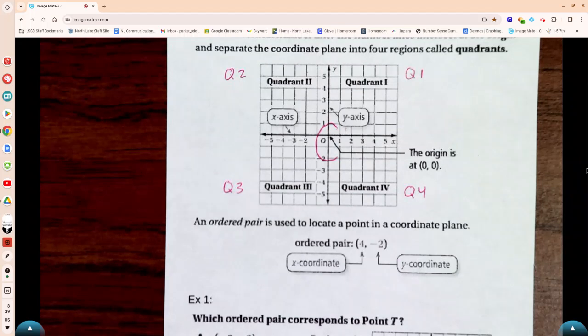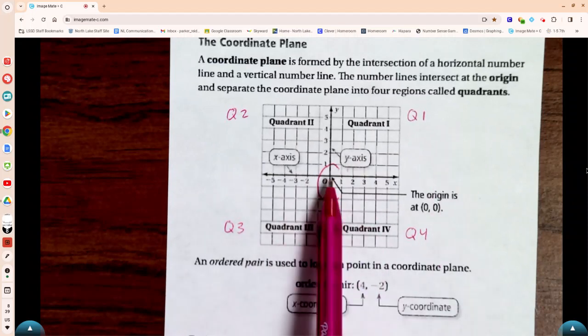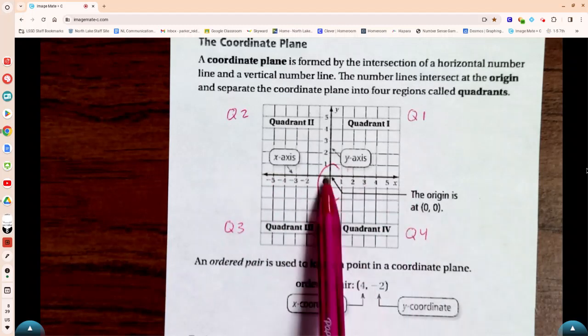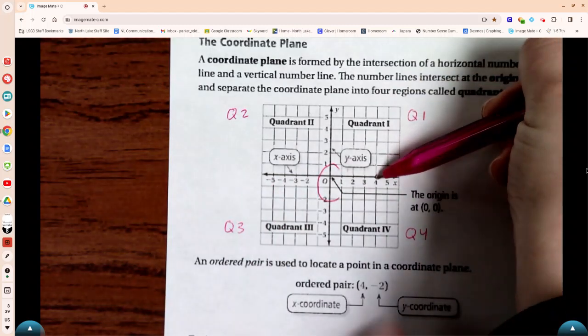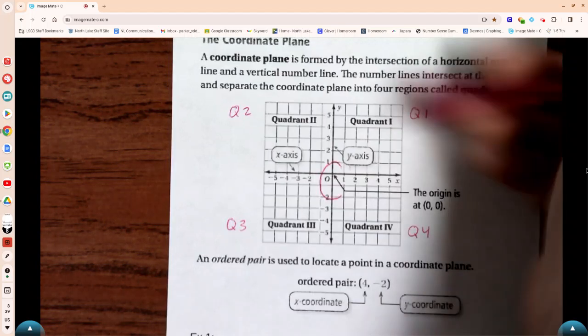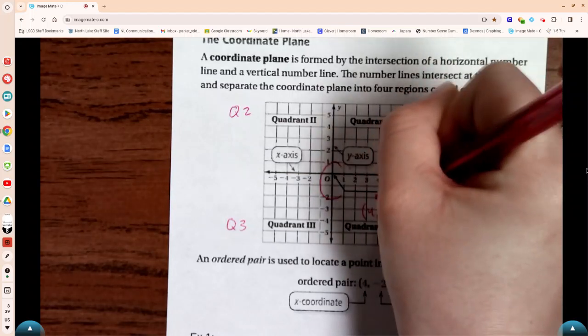So in order to move to this point, 4, -2, I start at my origin. I start in the center. I move in my x direction, so that's either going to be left or right. Because I have +4, I'm going to move to the right 4. And then my y value, that's going to be up or down. Because it's -2, I'm going to go down 2. So this is where the point 4, -2 would be.